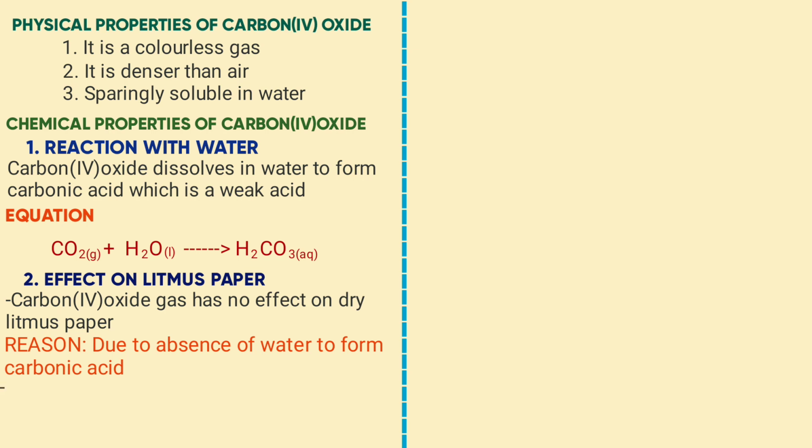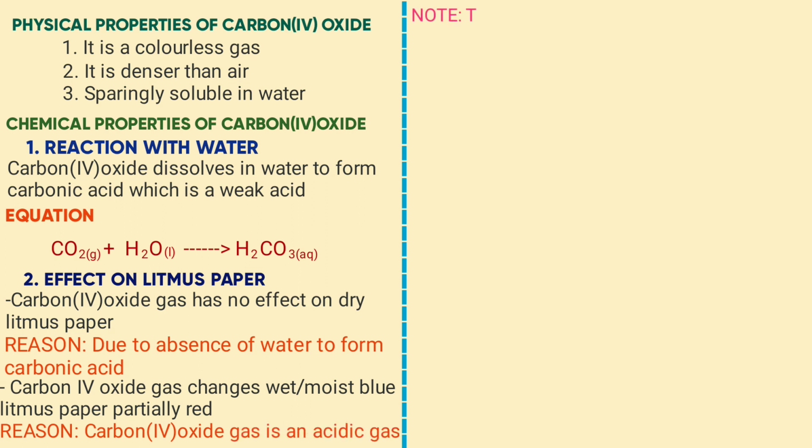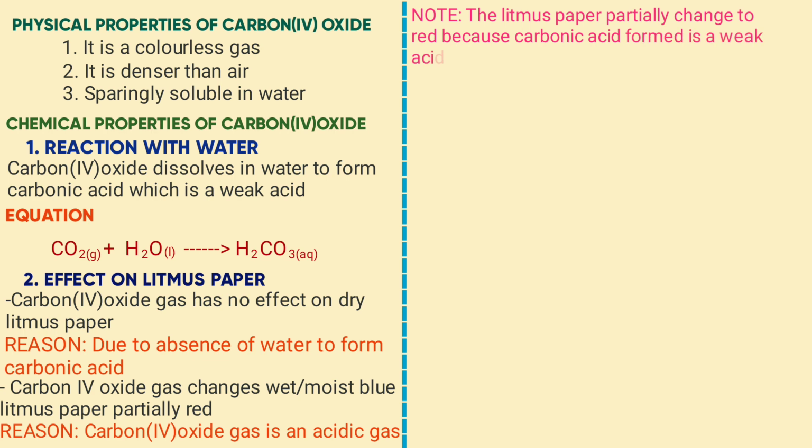Now, situation number 2 is effect on wet blue litmus paper. Now, carbon dioxide changes wet blue litmus paper partially red. Reason is because carbon dioxide is an acidic gas. Now, we say it is partially red because the carbonic acid formed is a weak acid, which dissociates partially to give few hydrogen ions.